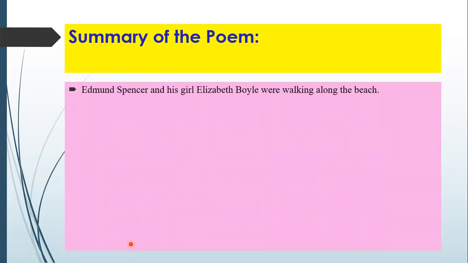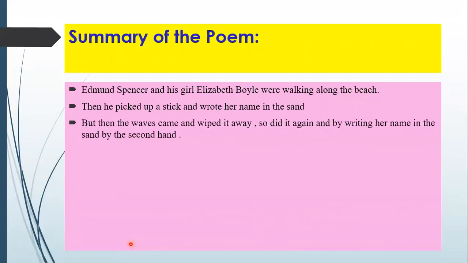So Edmund Spenser and his girl Elizabeth Boyle were walking along the beach, and then they sat, and then he picked up a stick and wrote her name in the sand. And then the waves came and wiped it out. So he did it again, writing her name in the sand, but using his second hand.